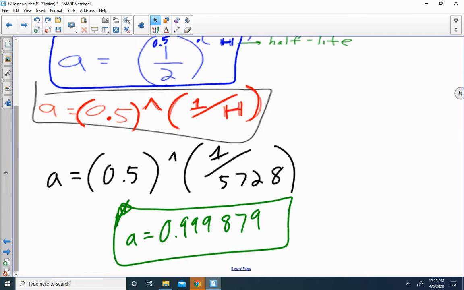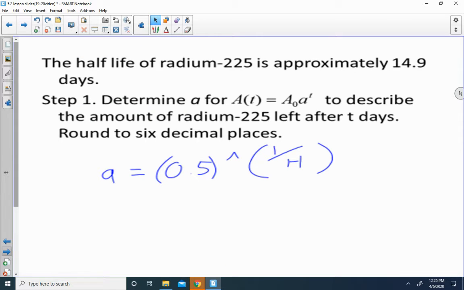Easy as that. Let's do another example, only this time, let's find the little a not for carbon-14. Let's look at a different element. What about radium-225? The half-life of radium-225 is approximately 14.9 days, not years, days. So in other words, it only takes approximately 2 weeks for radium to decrease by half. So the first step for this equation is we are going to determine little a for this formula. So we're going to find little a to describe the amount of radium-225 left after t days.